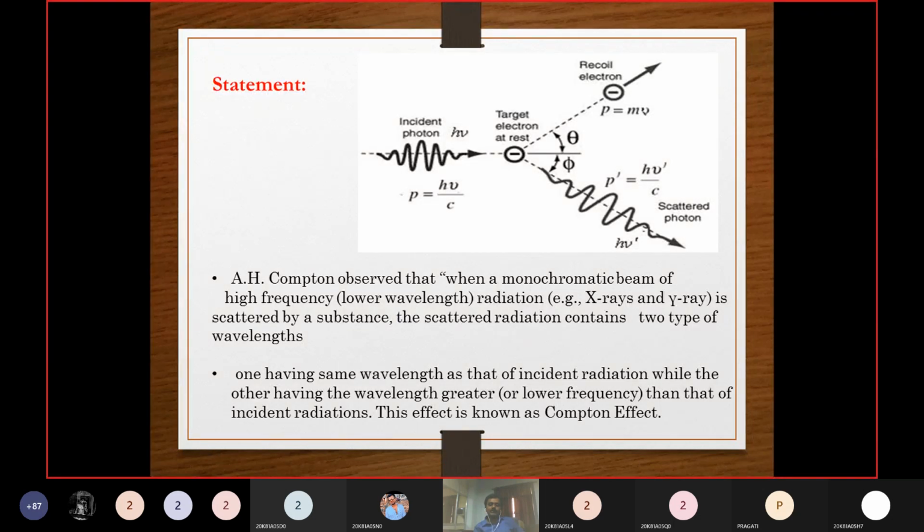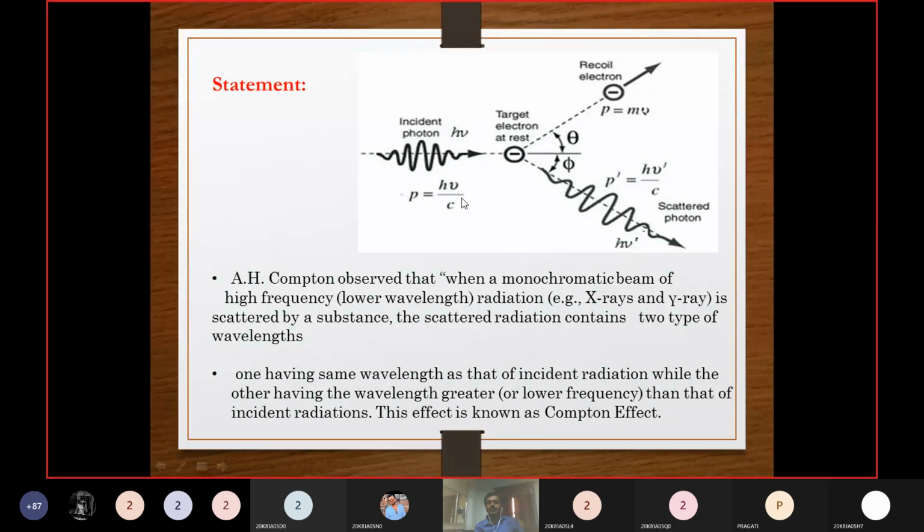In the photoelectric effect, whatever light is incident on the metal plate, that light is totally absorbed by the metal plate. Electrons absorb the photon energy and are emitted with some kinetic energy. But here, if light is incident on a metal surface, an electron is ejected from the metal surface, and some of the remaining photon is also scattered from that material.